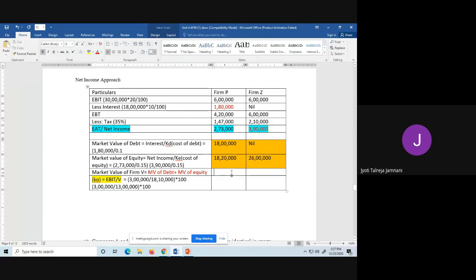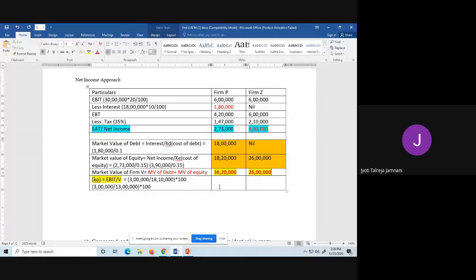Now we'll add it and we'll find the market value of the firm, that is market value of debt plus market value of equity. 36 lakhs 20,000 and 26 lakhs. So the firm P which uses debt, its market value is more than firm Z which is not using debt. According to NI approach, if you use more and more debt, the market value of the firm will increase and the overall cost will come down.